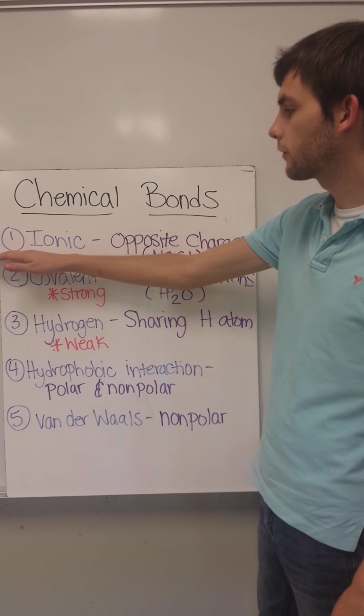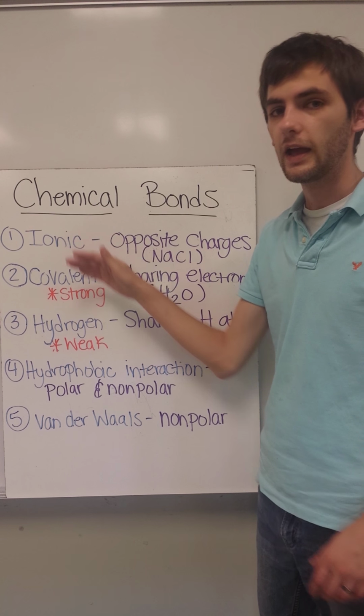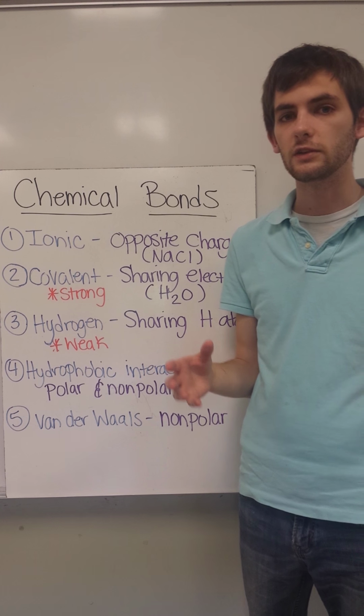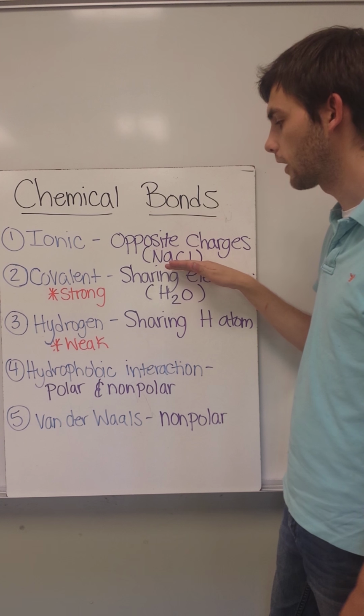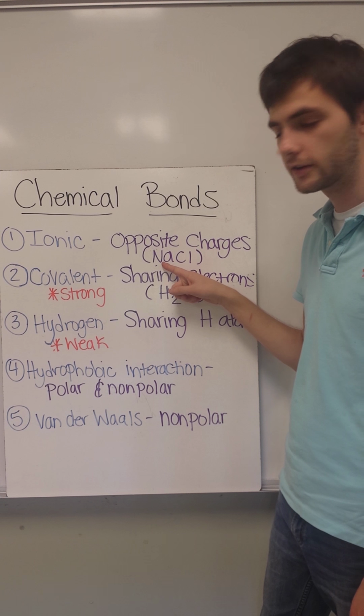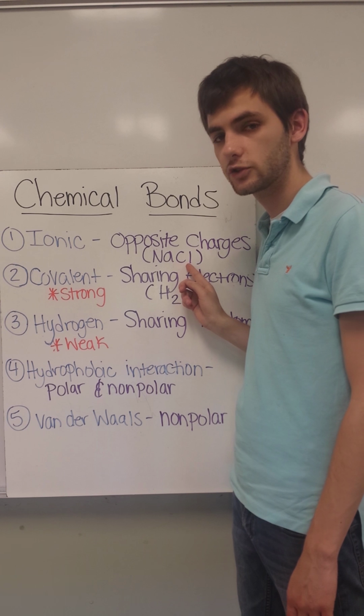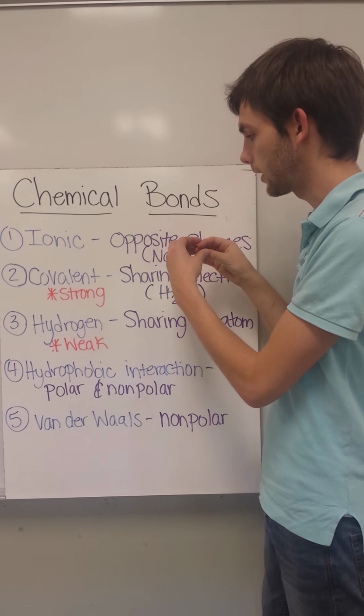The first type of bond is an ionic bond, and this is a bond that occurs between two oppositely charged atoms. So an example of this is sodium chloride. Sodium has a positive charge and chloride has a negative charge, so they're going to be attracted to one another.